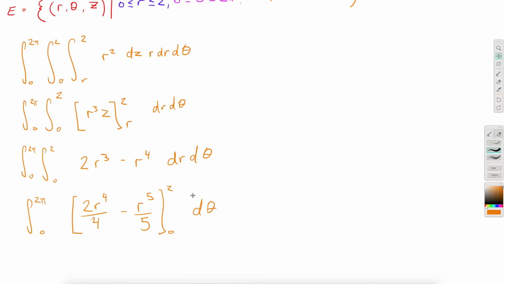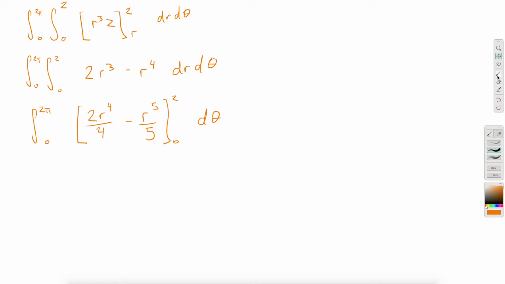You're going to sub 2 into this. What is 2 to the power of 4? I think it's 16. 2 times 16 on 4 minus 2 to the 5, which is 32, on 5. And you're going to integrate this with respect to theta. Wait, before you do that, let's just solve this. So this is 32 on 4 minus 32 on 5.